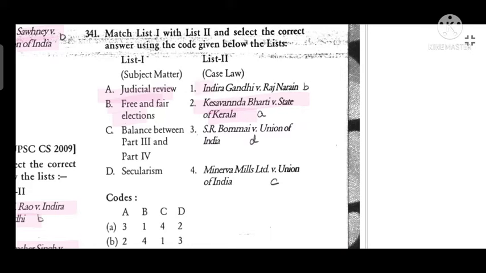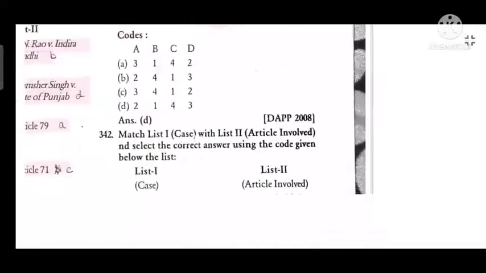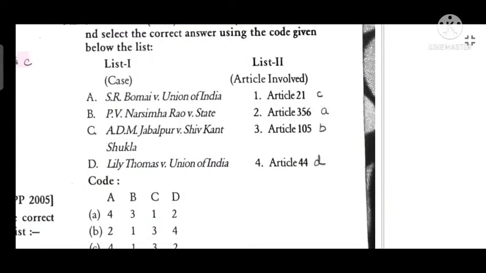Free and fair election. Indira Gandhi versus Raj Narain. Balance of Part 3 and Part 4. Minerva Mills versus Union of India. Secularism. S.R. Bommai versus Union of India. Article 356. P.V. Narasimha Rao versus State.